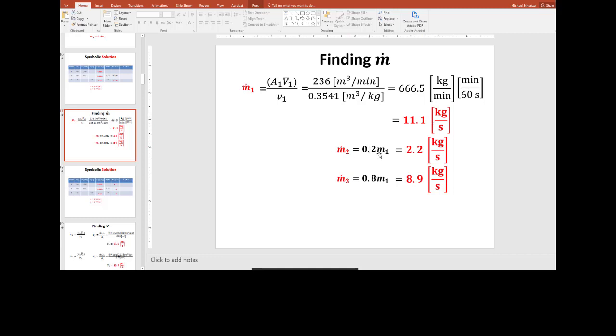20% of that comes out at state 2. So that's 2.2 kilograms per second. 80% of that comes out at state 3. So that's 8.9 kilograms per second. Right? And this is exactly conservation of mass. Because we're at steady state, the sum of the mass flow rates going in is equal to the sum of the mass flow rates going out.